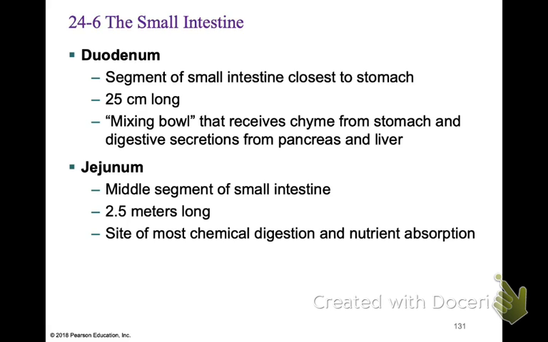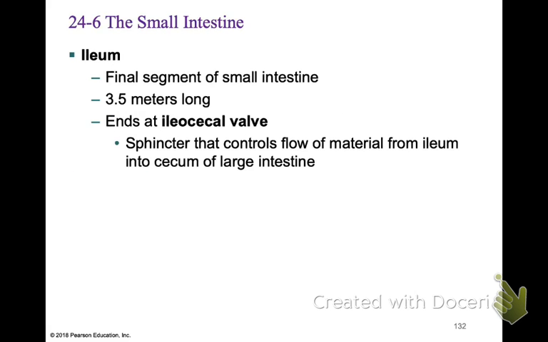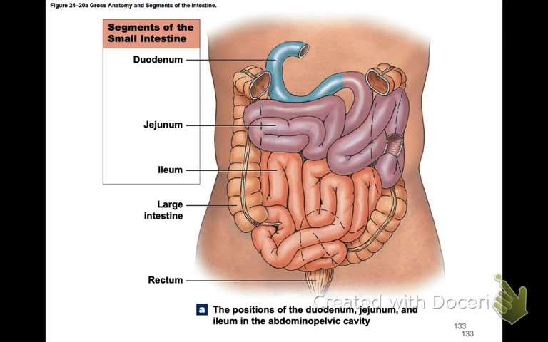As you move into the jejunum, this is about 2.5 meters long. Most of the digestion is going to occur here, and so likewise most of the nutrient absorption is going to occur there. And by the time you get to the ileum, even though it's the longest part, you're just kind of finishing up everything. And it's going to end at the ileocecal valve, which is a sphincter that prevents backflow, because once you get into the cecum, you don't want fecal material going backwards into the intestine.